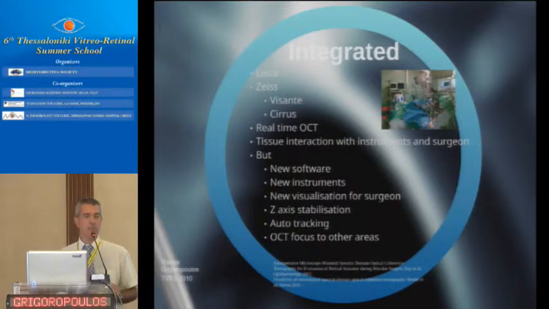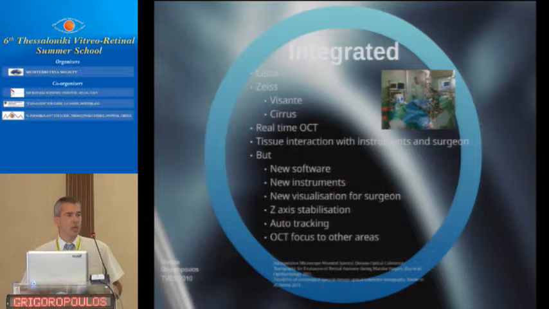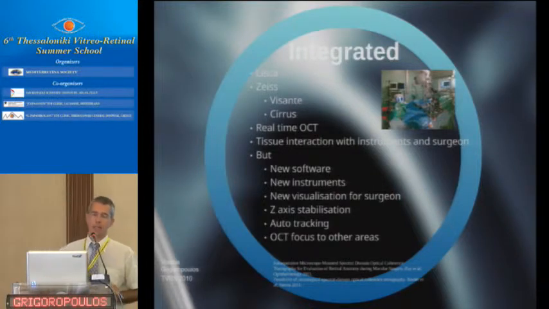And there was the problem of the Z-axis stabilization. What is the Z-axis? As you know, when you do the OCT in the clinic, you put the patient on the chin rest, the patient is stable, and then you have to focus on the retina, and then start doing the scanning. That movement from where you are to the retina, that's the z-axis.